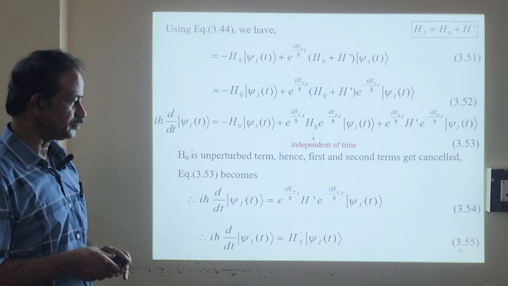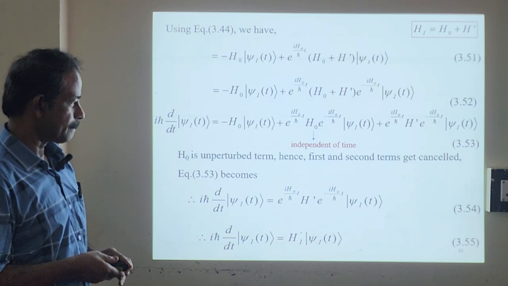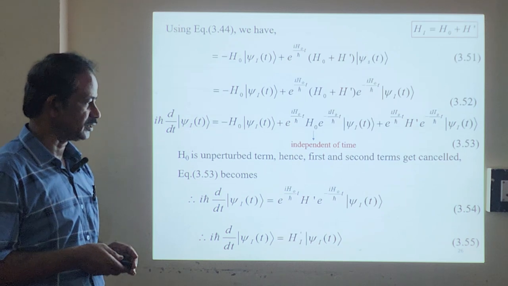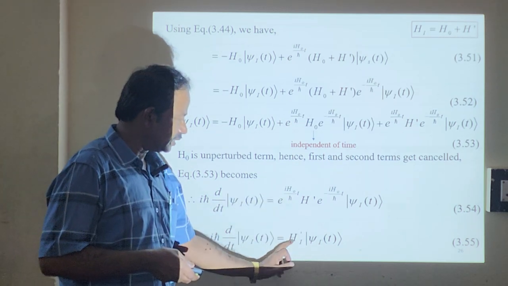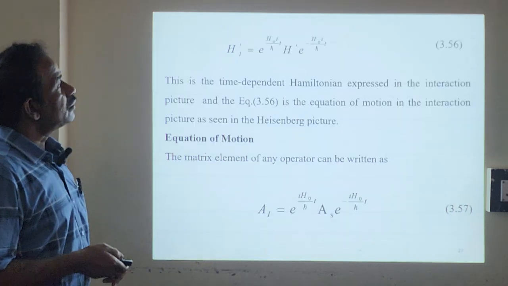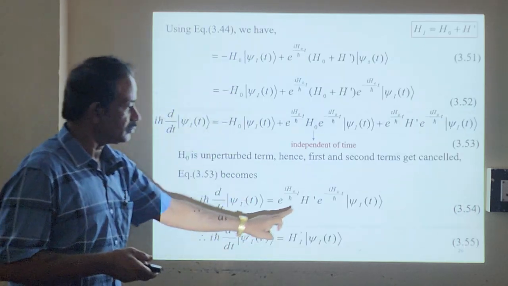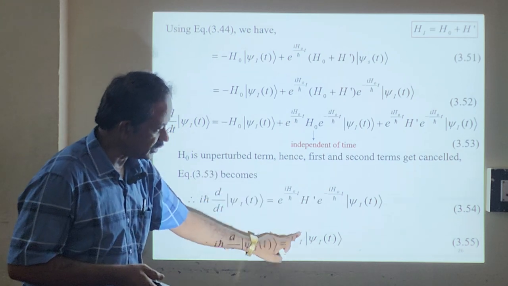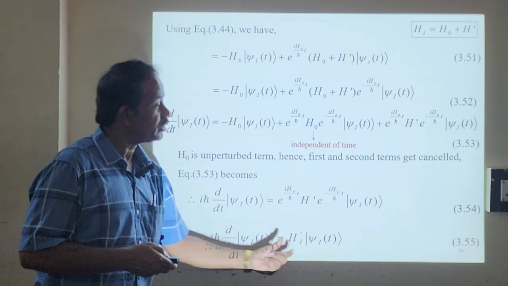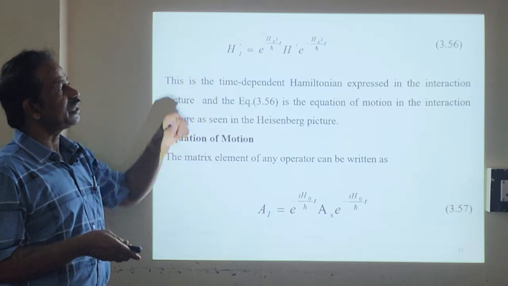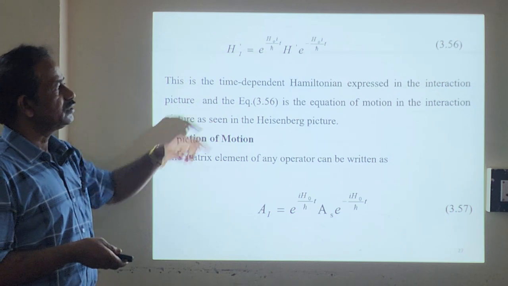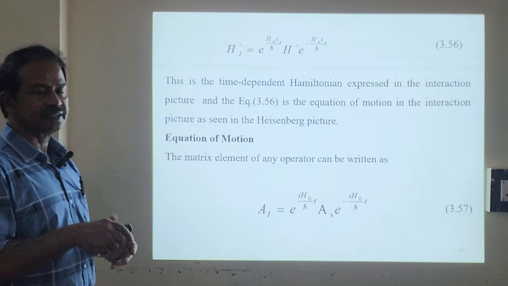Any doubt in this, sir? Okay, so this equation can be exactly written like this. We can write h prime as h psi prime, that is, h prime sandwiched between u dagger and u. So this is the time dependent Hamiltonian expressed in the interaction picture. This is the equation of motion in the interaction picture as seen in the Heisenberg picture.